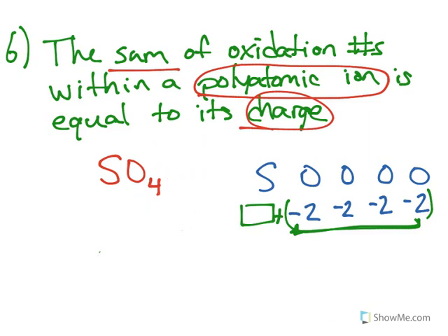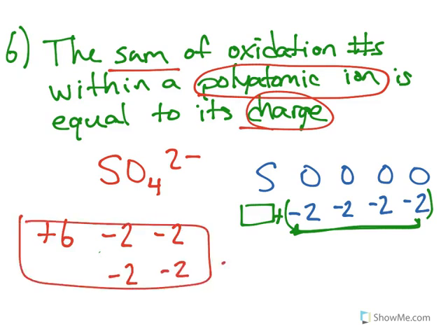We have SO4 with a 2- charge. So we have sulfur, which was +6, an oxygen, which is -2, another oxygen, which is -2, and 2 more oxygens, which are -2. When you add these together, they do indeed equal -2, which matches the charge of the polyatomic ion.